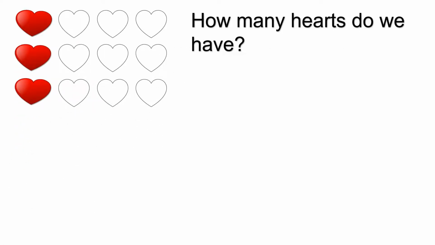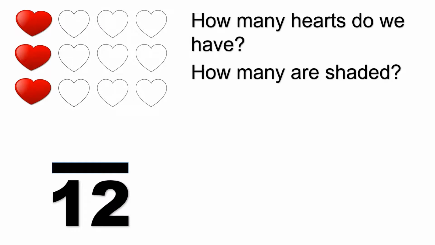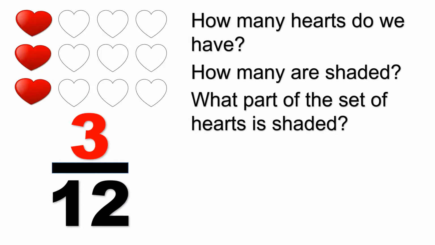How about this one? How many hearts do we have? Let us count. 1, 2, 3, 4, 5, 6, 7, 8, 9, 10, 11, 12. 12 hearts. How many are shaded? 1, 2, 3. Therefore, what part of the set of hearts is shaded? 3/12.